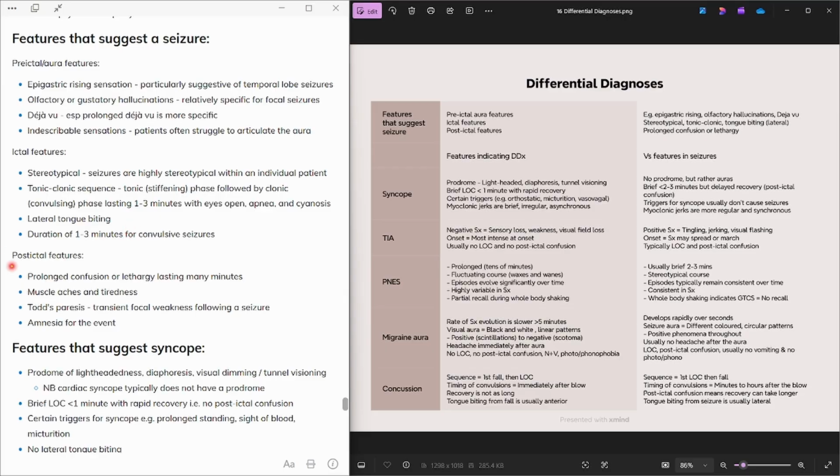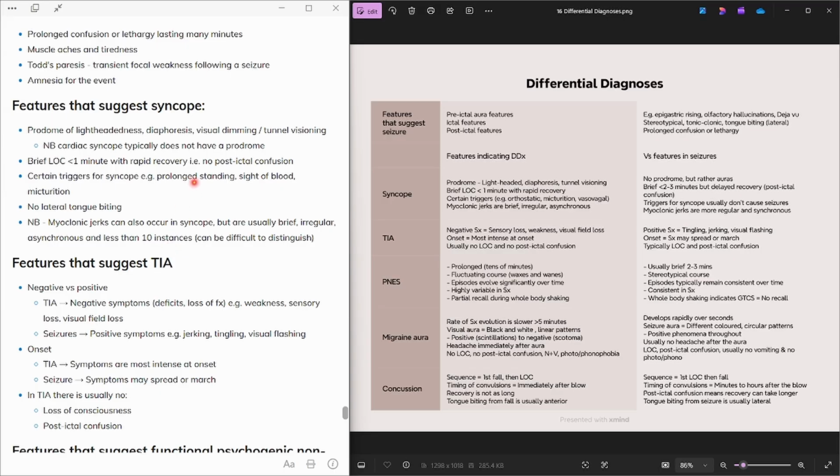The duration is typically around 1 to 2 or 3 minutes. Post-ictally is what helps to separate seizures from a lot of other conditions, where they can have post-ictal confusion or lethargy. They may also have muscle aches and tiredness and Todd's paresis, which is a transient focal weakness following a focal seizure, as we mentioned before. And for generalized seizures with impaired consciousness or focal seizures with impaired awareness, the patient will typically be amnestic for the event, so they won't remember what happened.